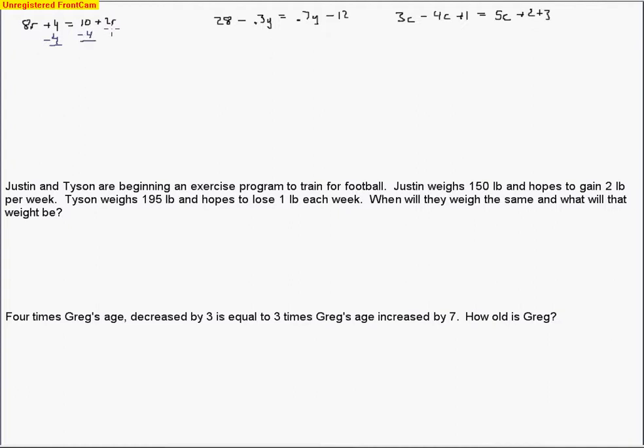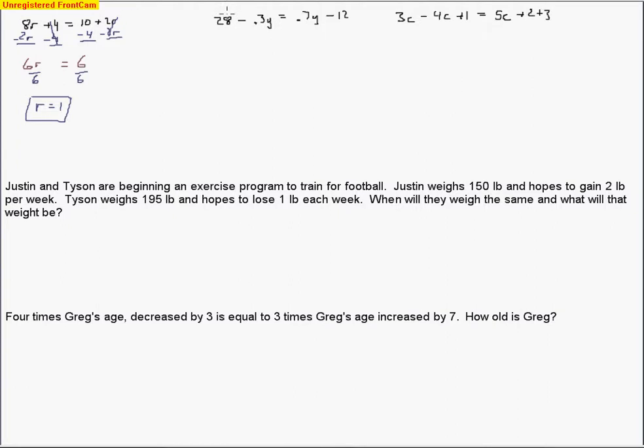I'm going to go ahead and move the constants to the right. Notice how I took away the constants from the left-hand side and brought the variables to the left. Notice how the variables are canceling out and moving to the left as I do these opposite operations. So I'm left with 6r equals 6, and then I can solve by dividing by 6 on both sides. So r equals 1.